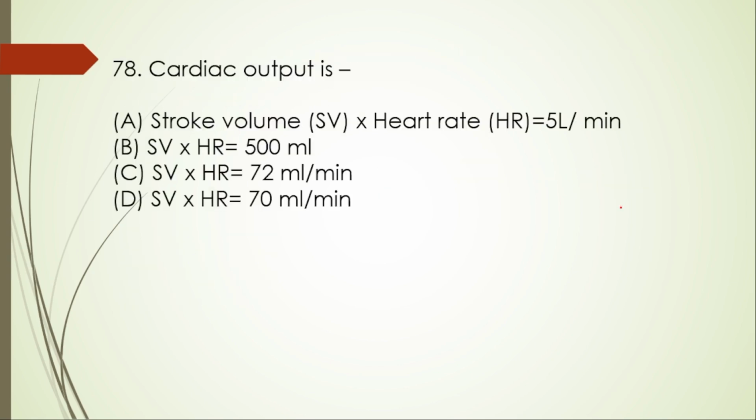Next question, 78. Cardiac output is option A, stroke volume into heart rate equals 5 liter per minute. B, SV into HR equals 500 ml. C, SV into HR equals 72 ml per minute. D, SV into HR equals 70 ml per minute. So here the right option is option A, stroke volume into heart rate equals 5 liter per minute.